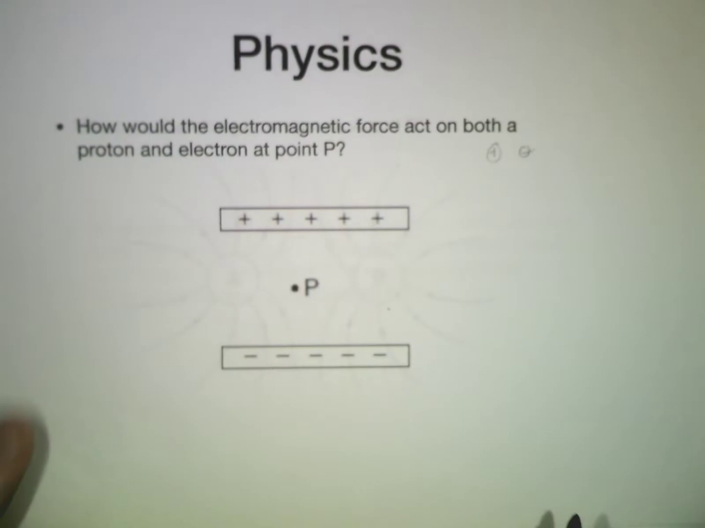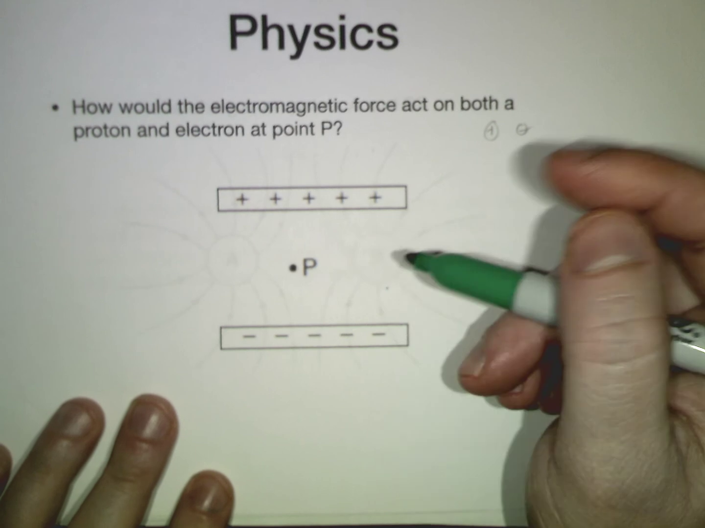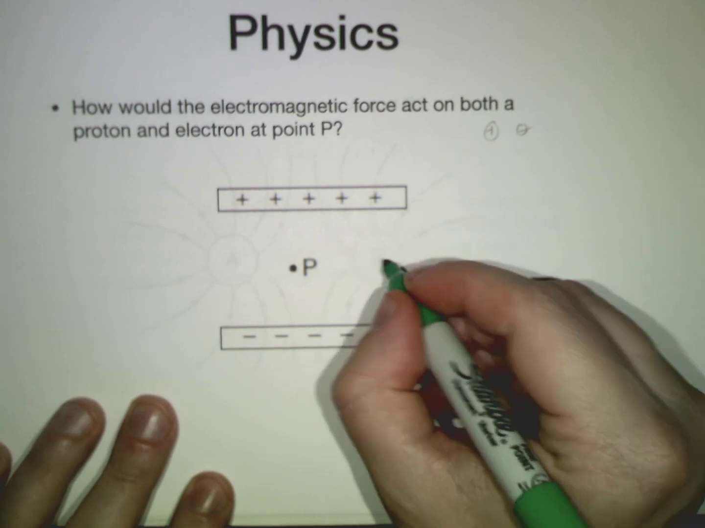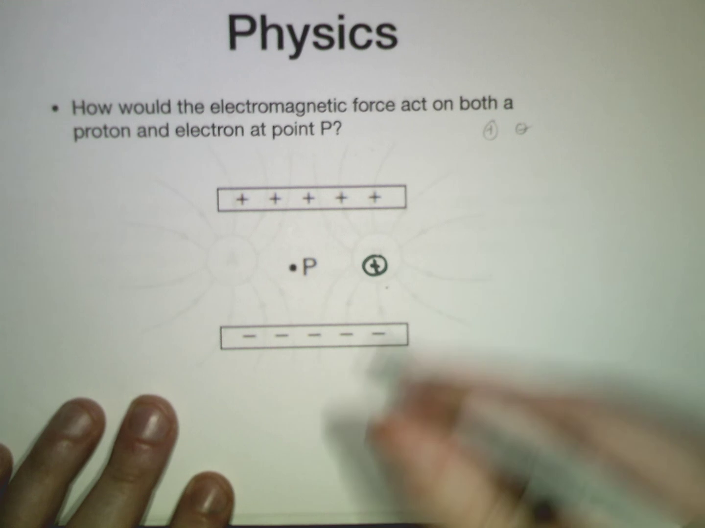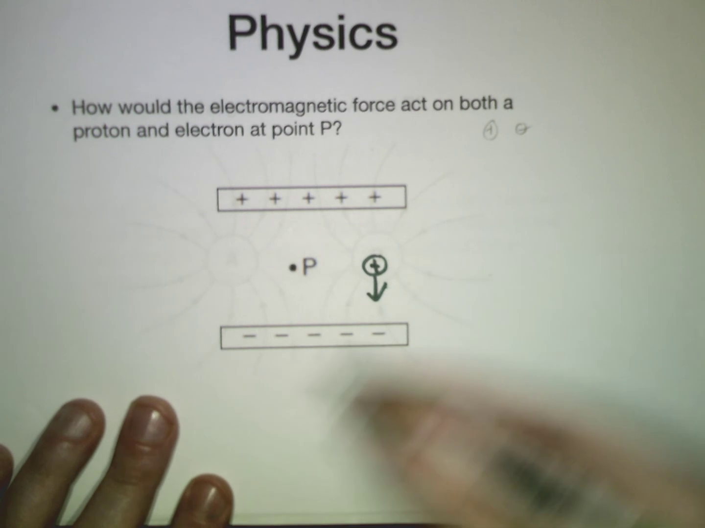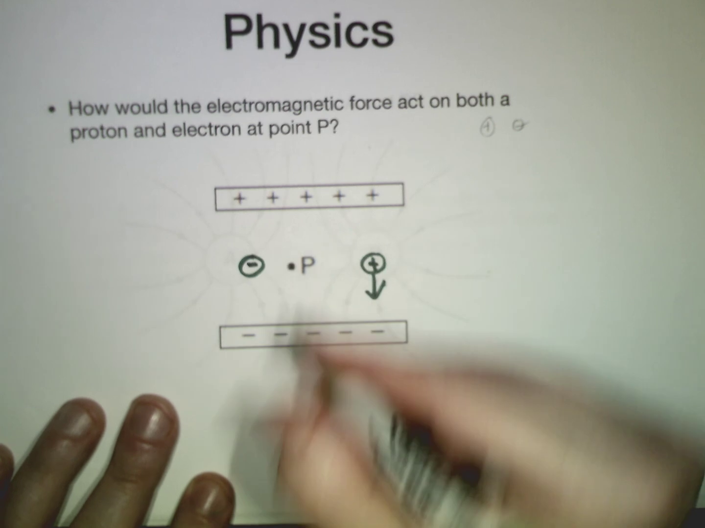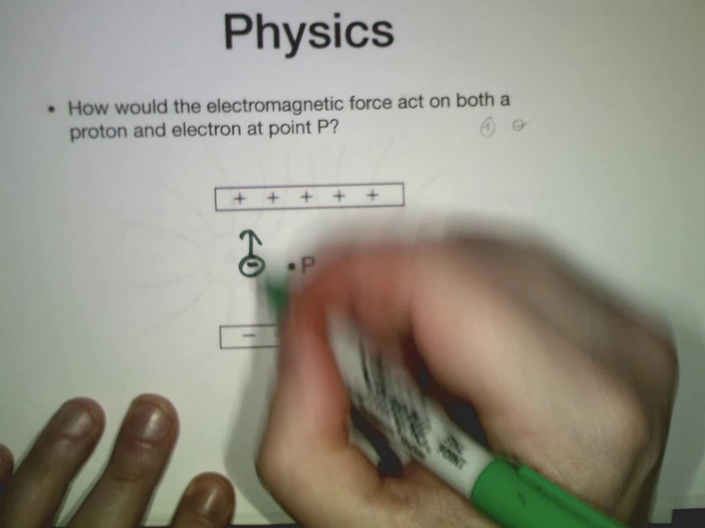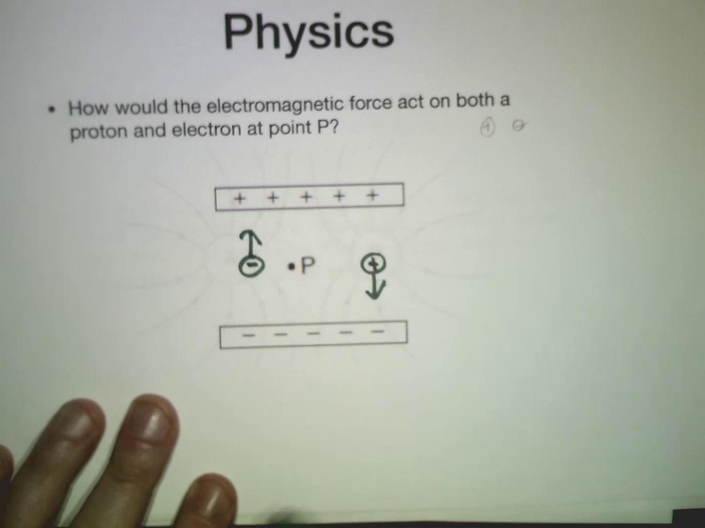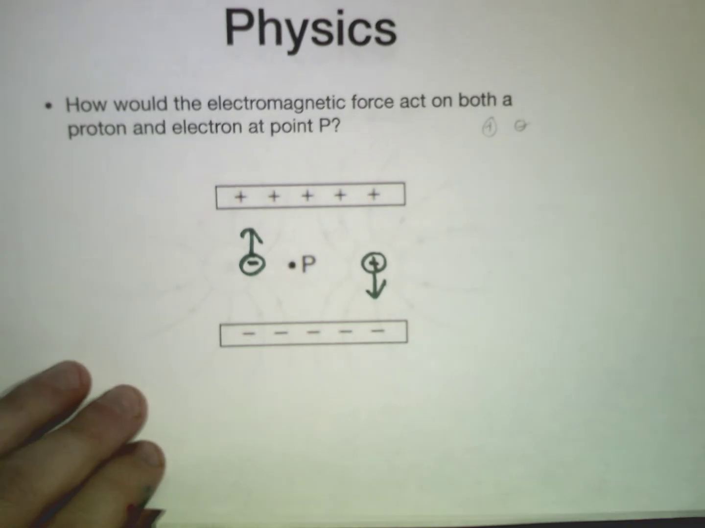Okay, so, next one. How would electromagnetic force act on both a proton and electron at point P? This is kind of the opposite of 2 questions ago. So if I put a positive charge here, well, a positive charge would want to get away from the positive plate and be attracted to the negative plate. So it would go in the downward direction. If I put a negative charge between these 2 plates, well, it'd be attracted to the positive and want to get away from the negative plate. So that's basically it. Pretty straightforward. Remember, opposites attract, likes repel.